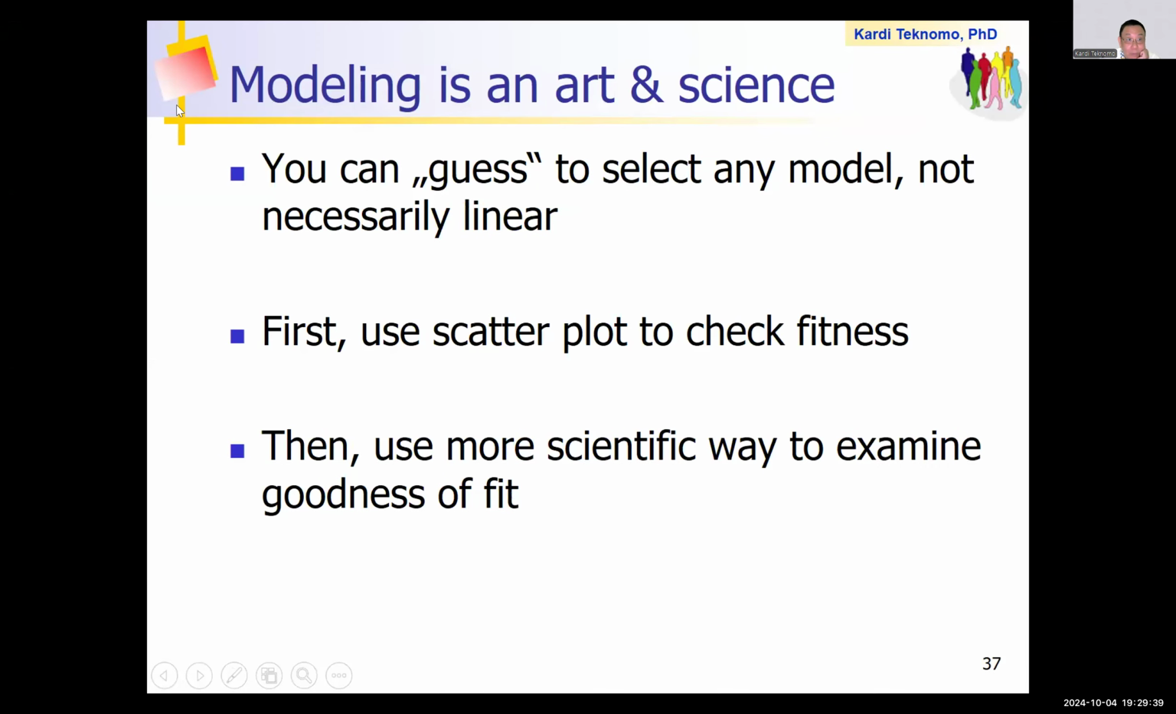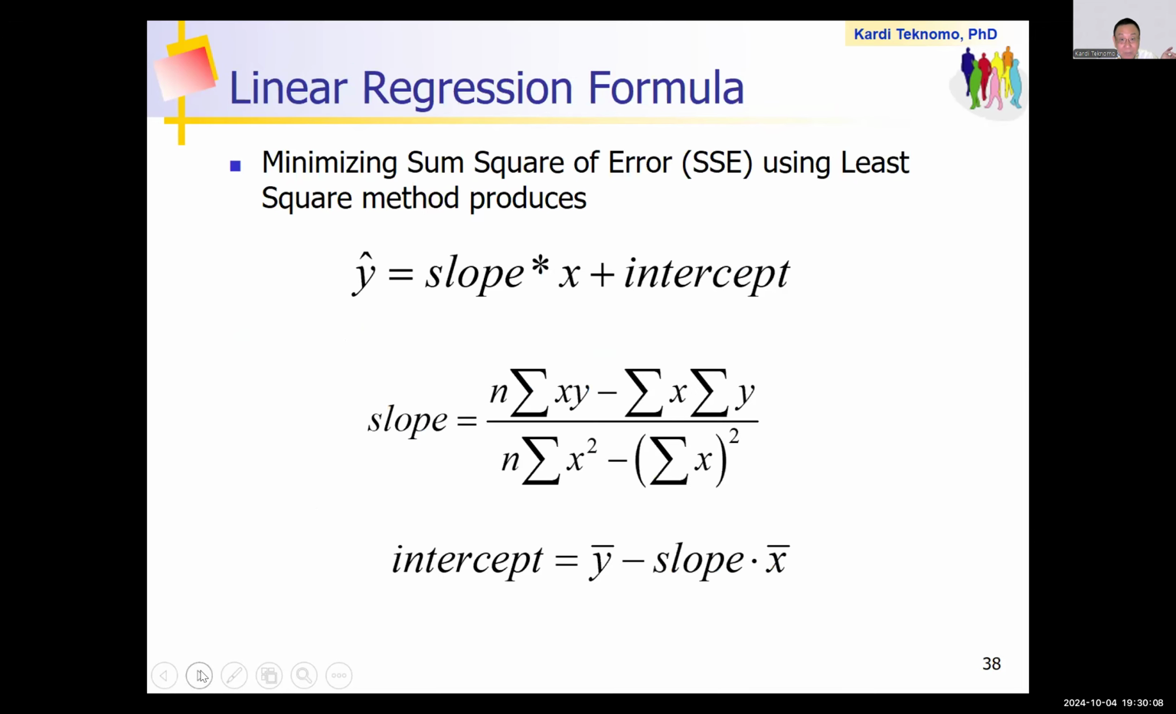Now, you need to guess. It's an art because you don't really know which model will be the best model. So it's not necessarily linear. One of them is linear. So first, what you need to do is the scatter plot and then check the fitness. Another way is to use the goodness of fit, for example, the R square, the F test a while ago.